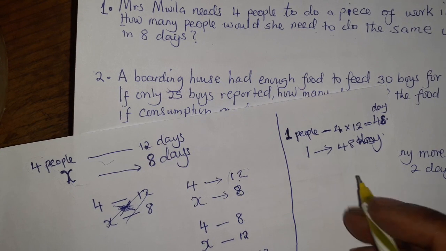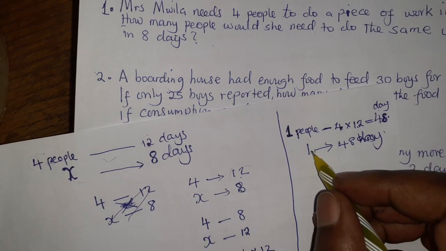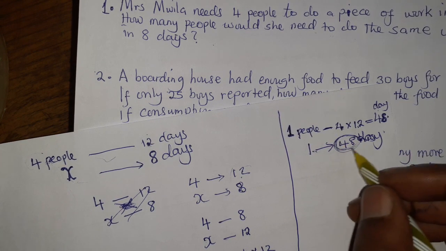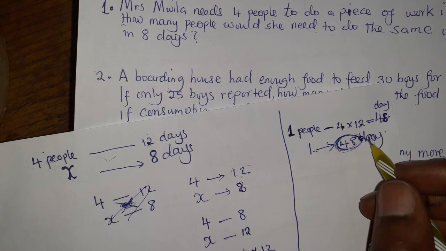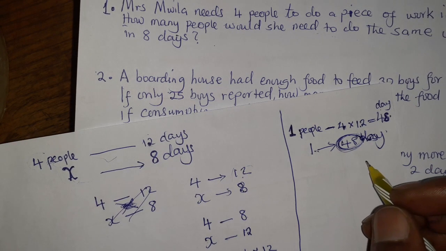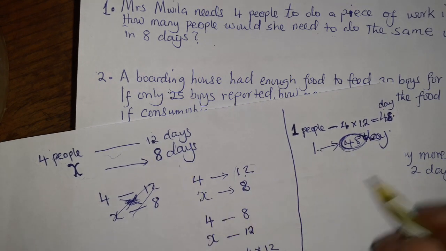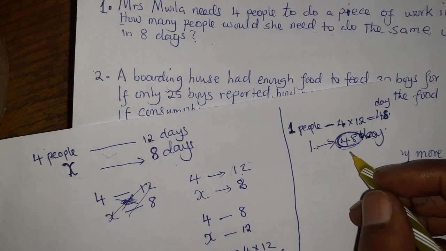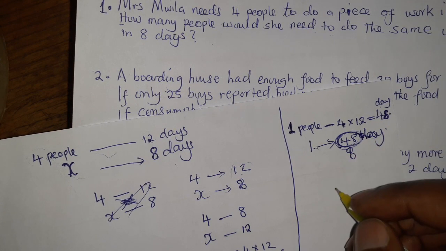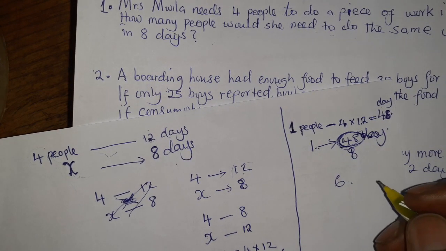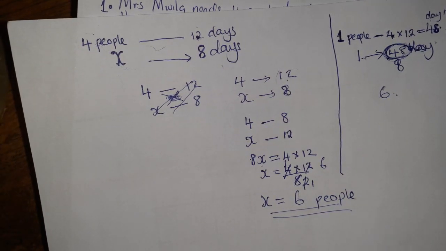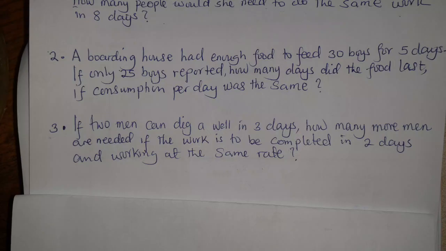Okay, so for now, if one person can do the work in 48 days, then how many people will be needed to do the same work in 8 days? So you divide this by 8. When you divide this by 8, it gives you 6, which is the same. So meaning the first one is simpler, so we can go with the first one. Let's go to the next example.